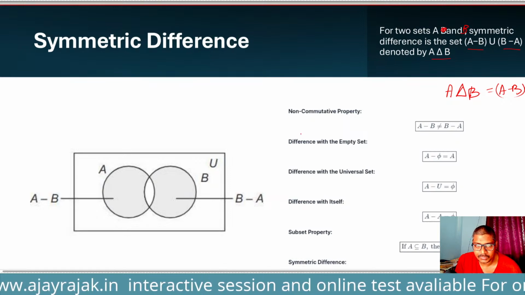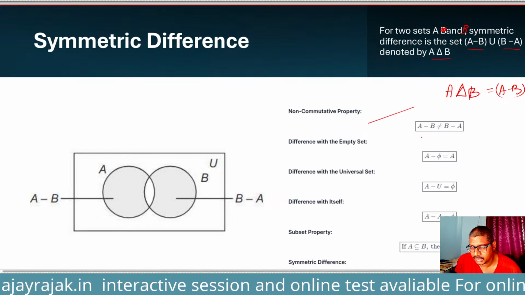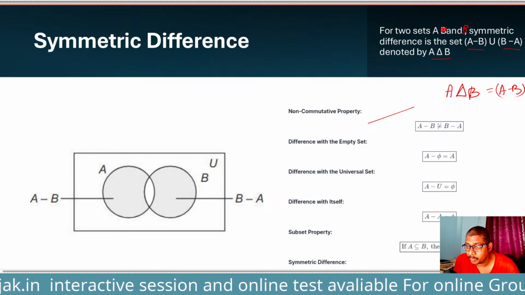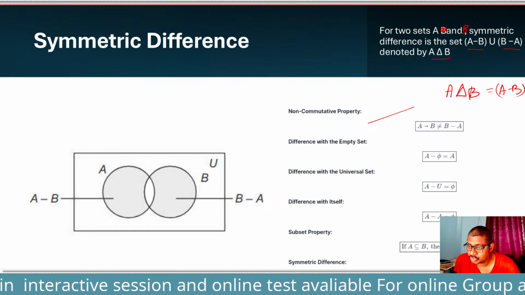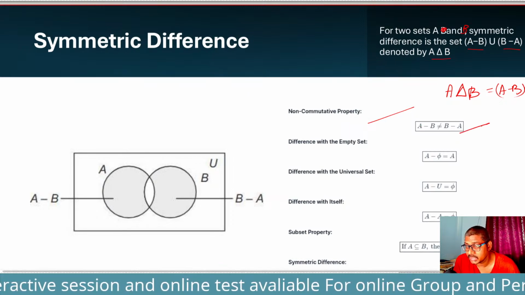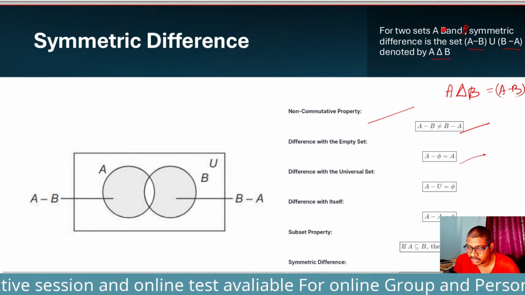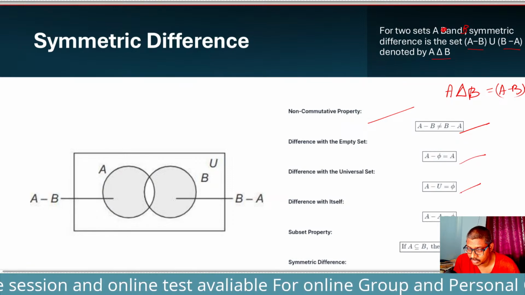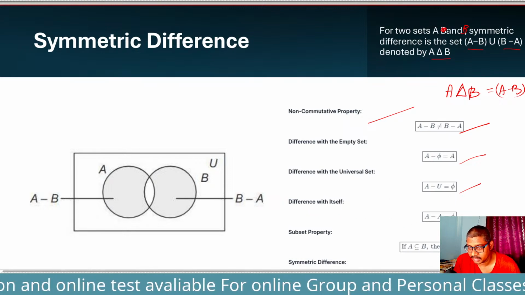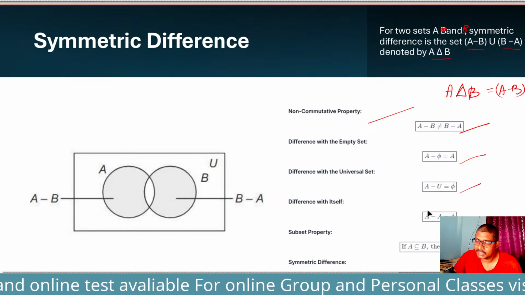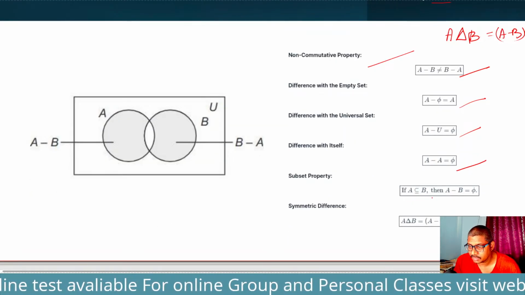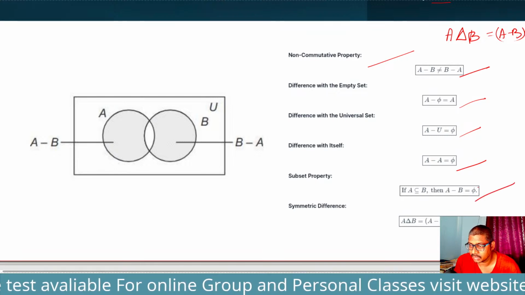Yep. What are the properties? No commutative property: A minus B is not equal to B minus A, because A minus B will deduct all the elements of B, which should not be reflected in A, and B minus A keeps all the elements of B except the elements that participate in A. A minus the universal set will give us null, because all the elements of the union get deducted. Difference with itself gives null. What is the subset property? We know that if all the elements of A are in B, then A is a subset of B. So if A is a subset of B, A minus B is the null set.